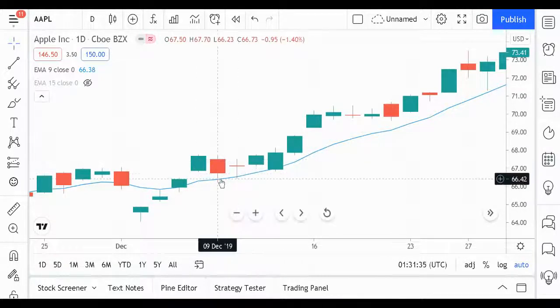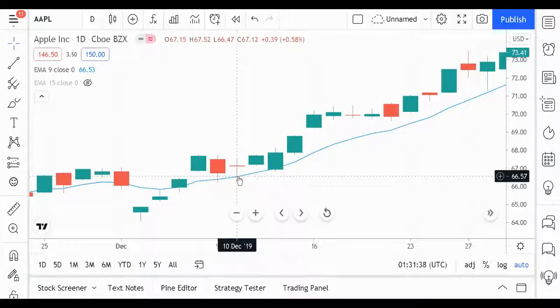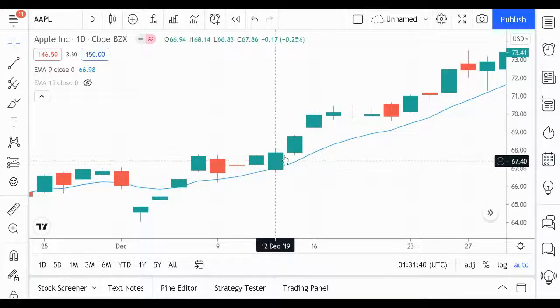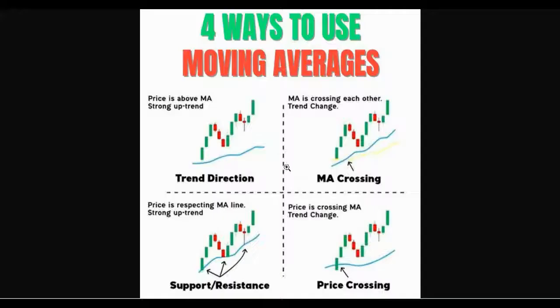Then it came down to the line, but it's respecting it. Okay, it's just riding, sitting on top of it, and then boom, right? And so you had a combination of the price crossing above, but then also its support there. That line served as support. It's resting and bouncing off of it actually.